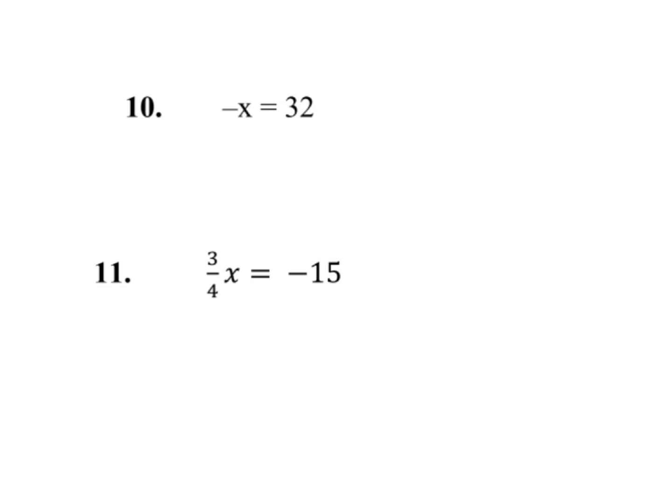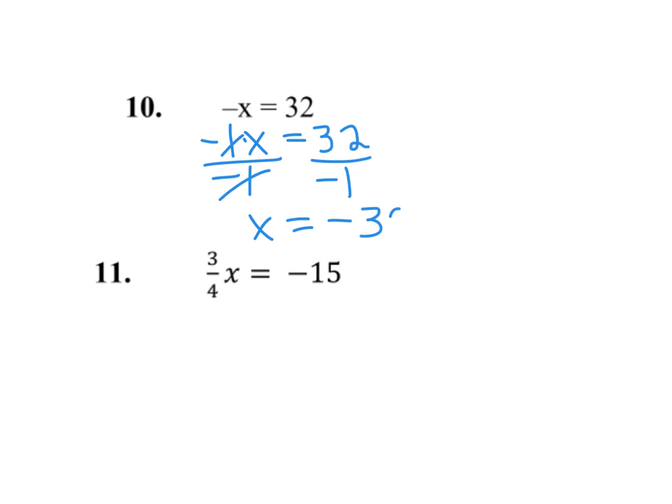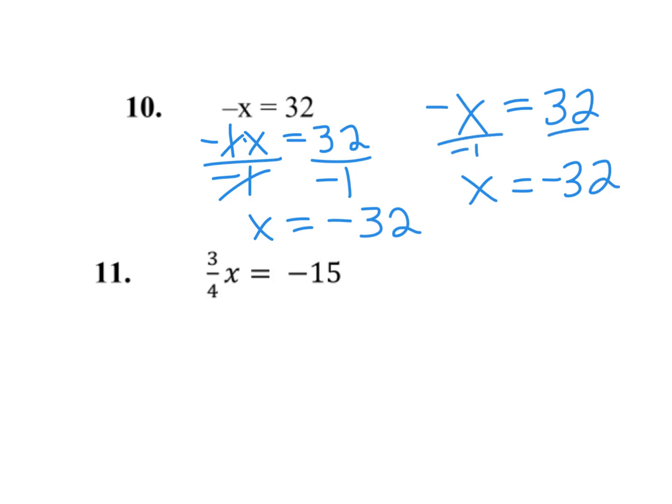Okay, so number 10 looks a little weird, but one thing we can do is think of this as if it says negative 1x equals 32, because negative x really does mean negative 1x. And now, to get rid of this negative 1, I could divide both sides by a negative 1. So the negative 1's cancel out, and we'd get x equals a negative 32. And you might be able to just know that from looking at it. You might think to yourself, well, if negative x is 32, then regular x must be negative 32. And that's okay too. But what we're really doing is dividing both sides by a negative 1.